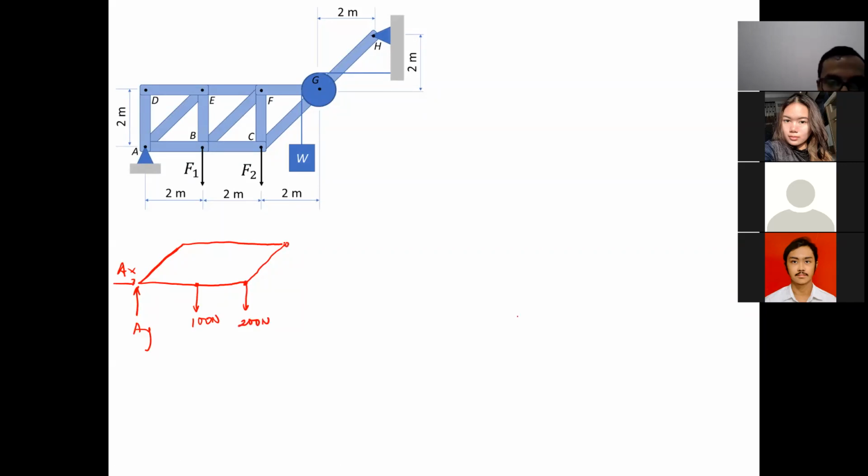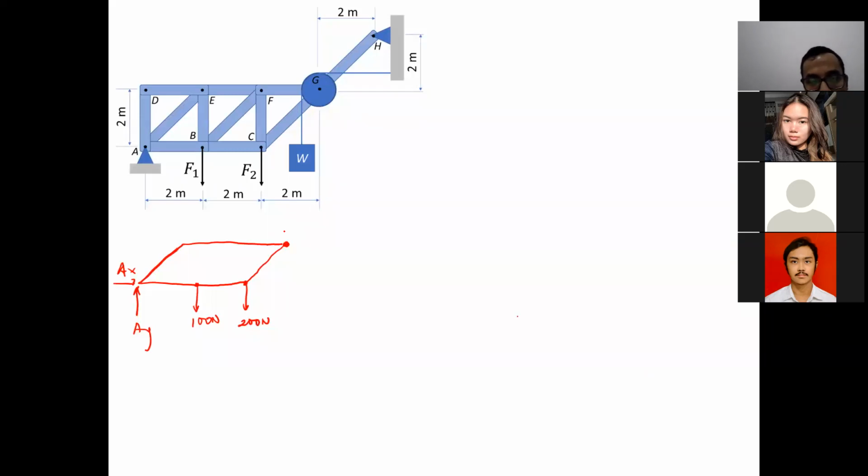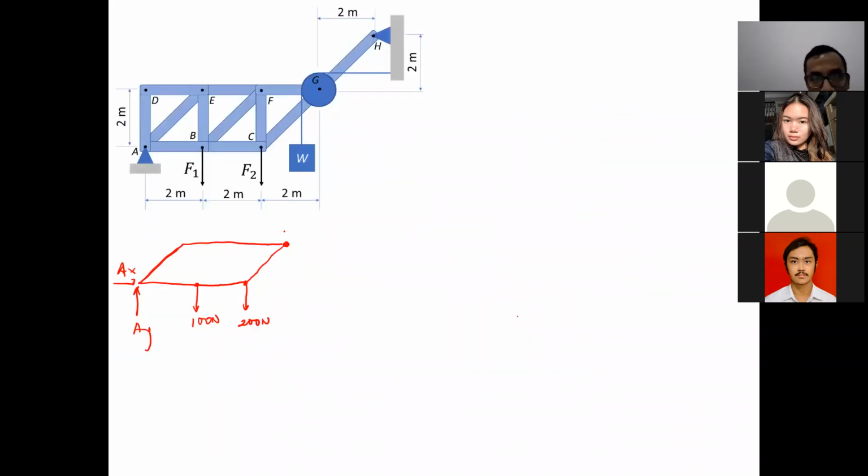And at G, there will be GX and GY, right? GX, GY 150, going to the left and up. So here, where are we supposed to put the direction of GX and GY? In this case it's left and up, but as the actual reaction on this part, it's to the right and down. So GX equal to 150 Newton, and GY equal to 150 Newton.